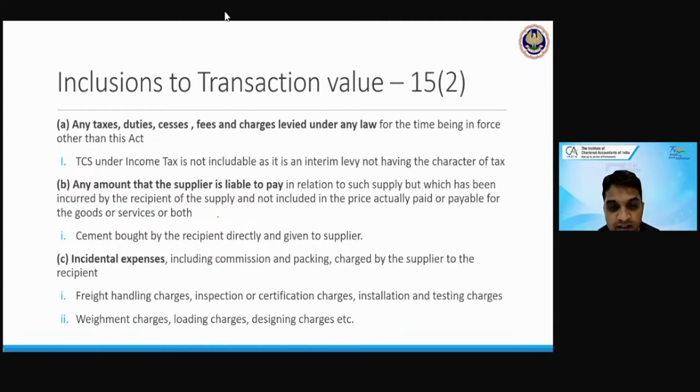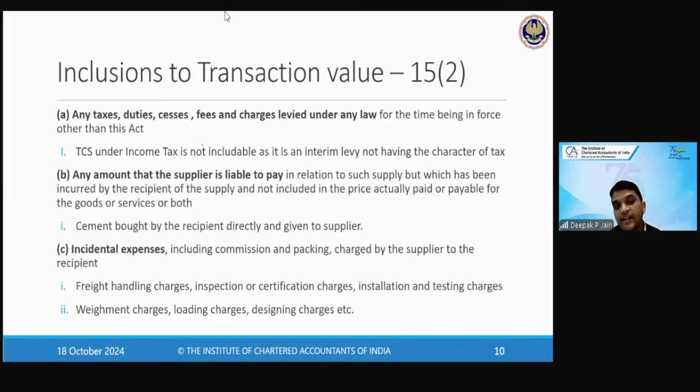Rent plus municipal taxes, correct. So municipal taxes should be added to the transaction value, which is 1,15,000. Correct. That is what it is saying, that any taxes other than GST, whatever you're collecting, have to be added to the transaction value. But there is a clarification regarding TCS. When you sell something, the other person will deduct TDS; TCS is the opposite.